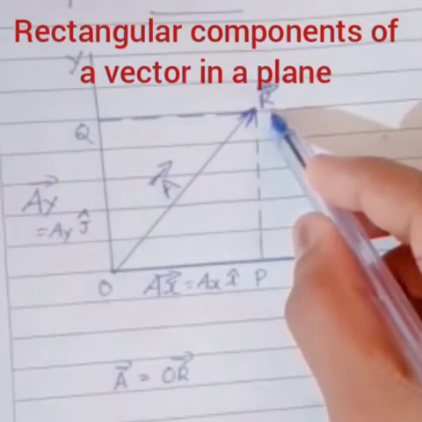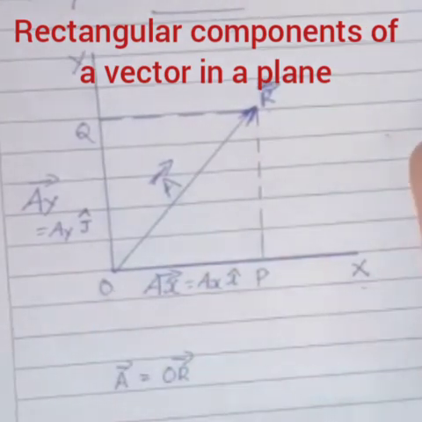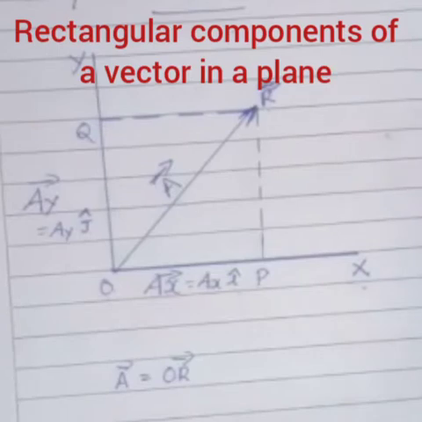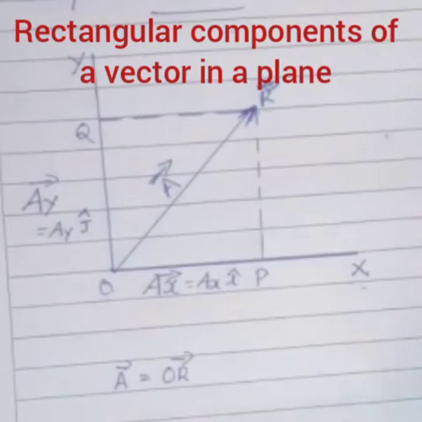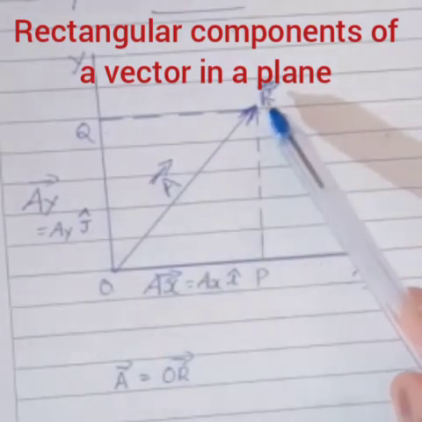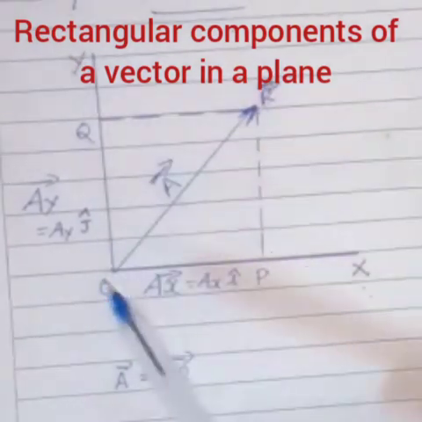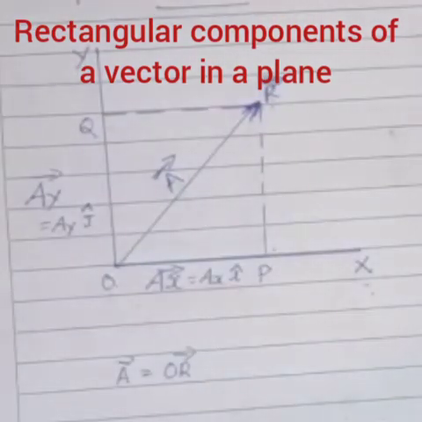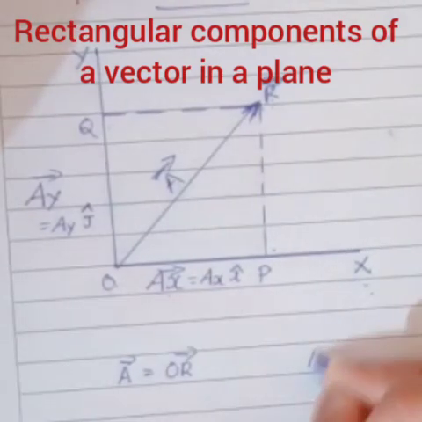Then from R, draw RP perpendicular to what? OX. So RP perpendicular to OX. Then also draw RQ, RQ perpendicular to what? OY. So next step we have to draw RP perpendicular to OX and RQ perpendicular to OY.